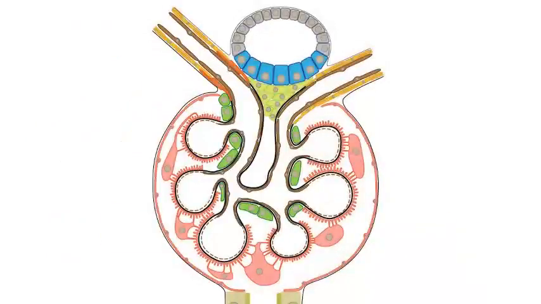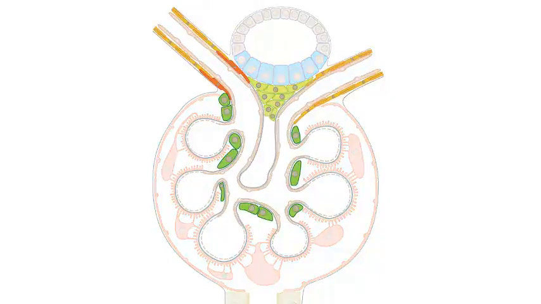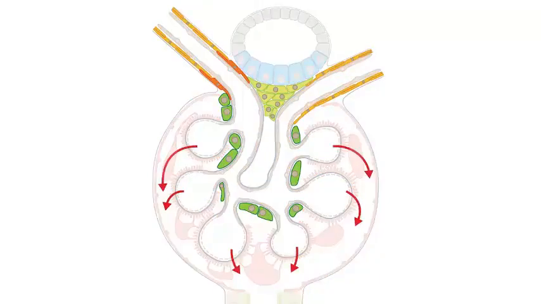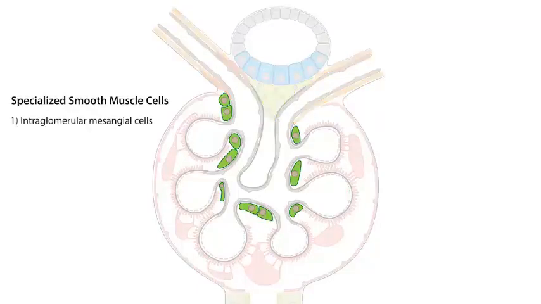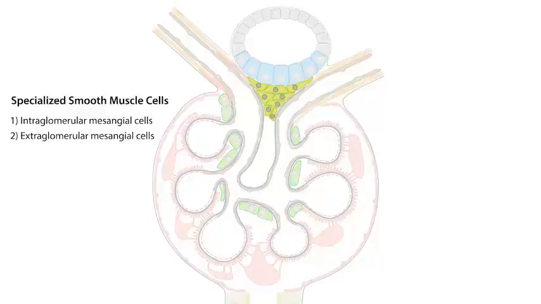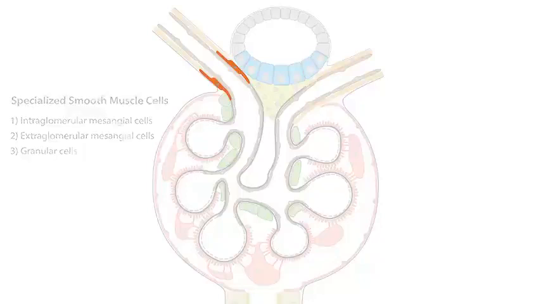Surrounding the endothelial cells of the afferent and efferent arterioles are smooth muscle cells. They influence the glomerular filtration rate by regulating the vascular resistance of these two arterioles. Besides the typical smooth muscle cells that surround the arterioles, the intraglomerular mesangial cells, extraglomerular mesangial cells, and granular cells represent specialized smooth muscle cells. Each has a distinct function.